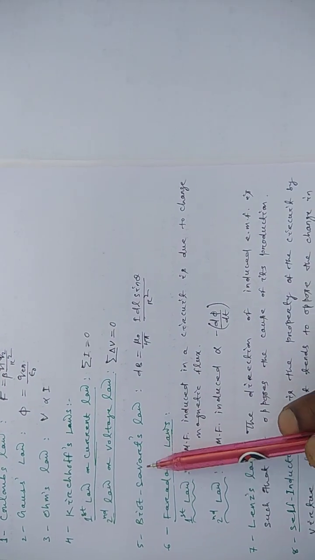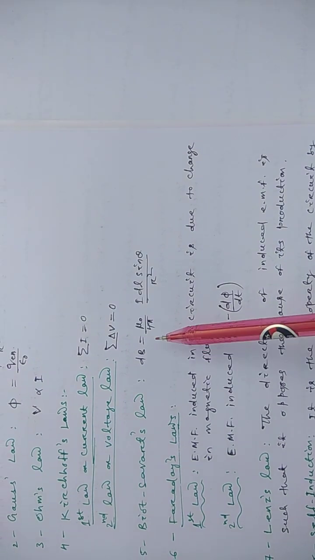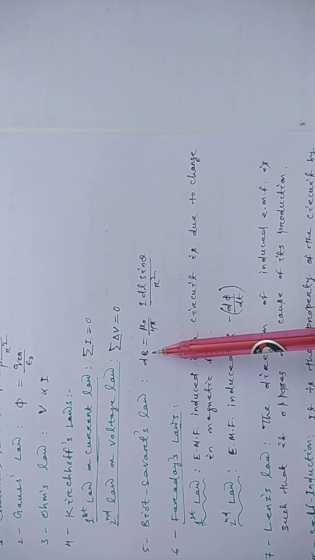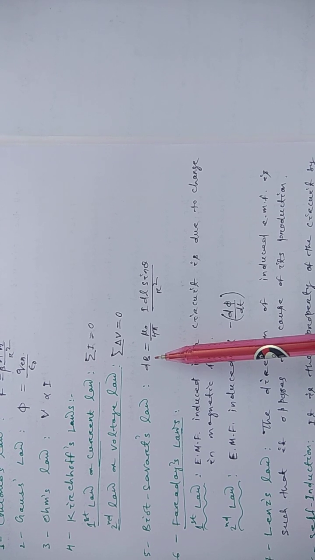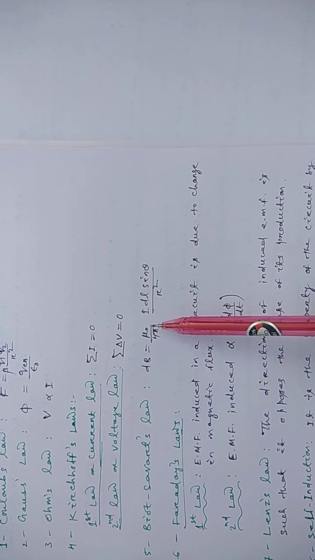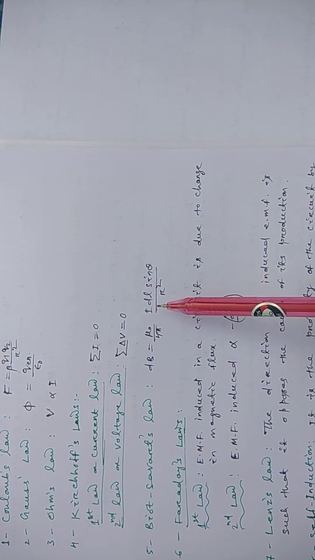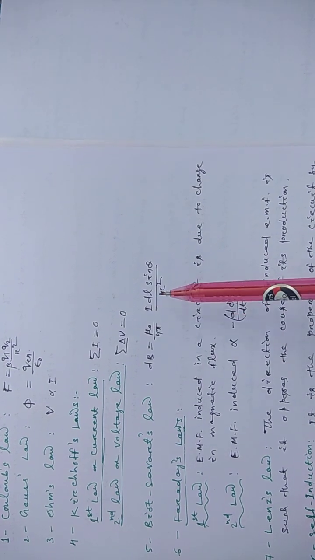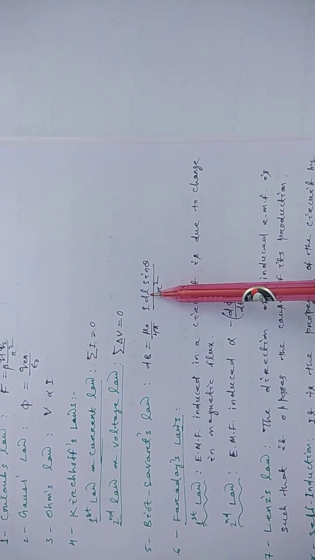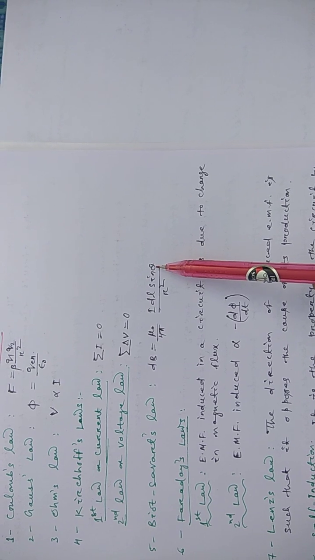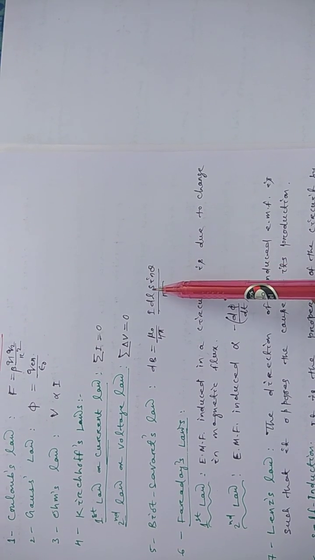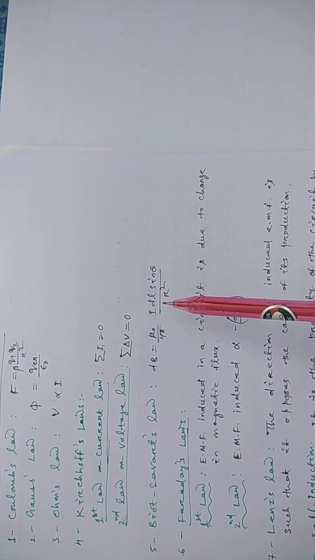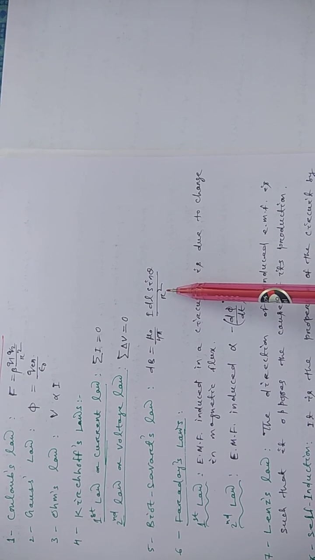Okay. Then is Biot-Savart's law. Biot-Savart's law states that the magnetic field due to one current element is equal to mu naught by 4 pi into I dl sin theta by r square. That means change in magnetic field is directly proportional to current into the current element into sine of theta, where theta is the angle between dl and r, and it is inversely proportional to the square of the distance.